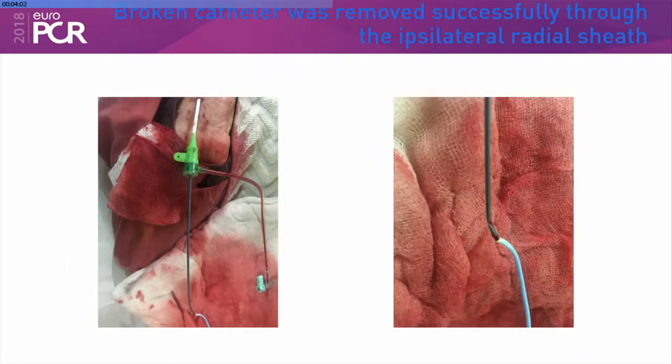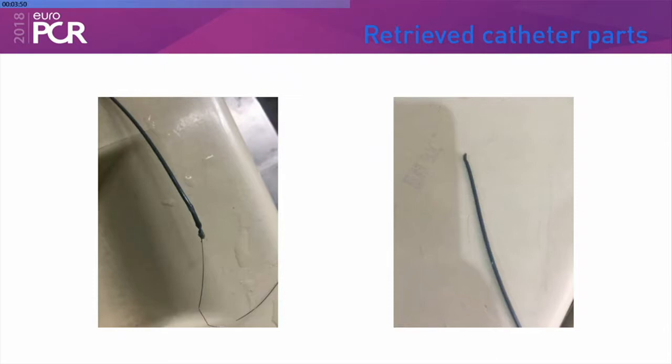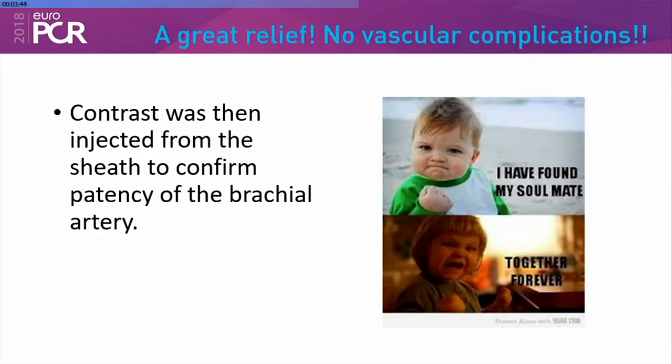The broken catheter was removed successfully through the ipsilateral radial sheath. You can see the JR 6-French guiding catheter captured the Ikari guide catheter, and it is coming through the radial sheath. These are the retrieved parts of the catheter, distal and proximal part. So a great relief indeed, as there are no vascular complications. Contrast was then injected from the sheath to confirm patency of the brachial artery.